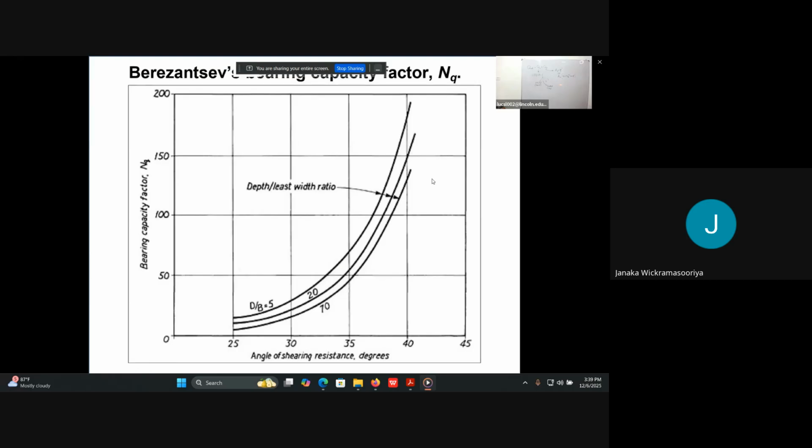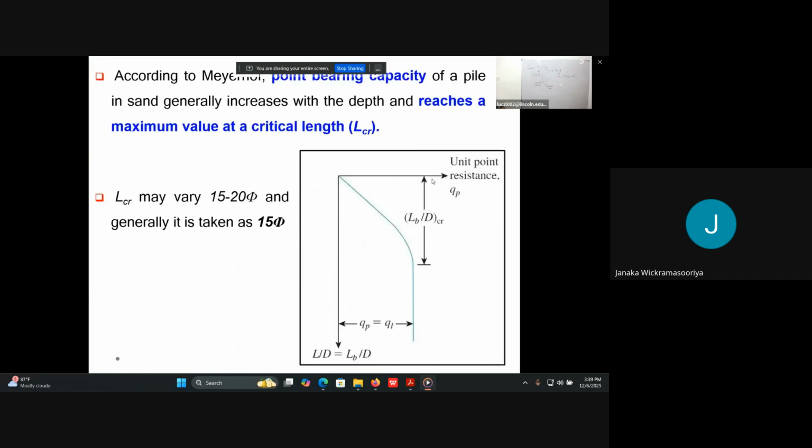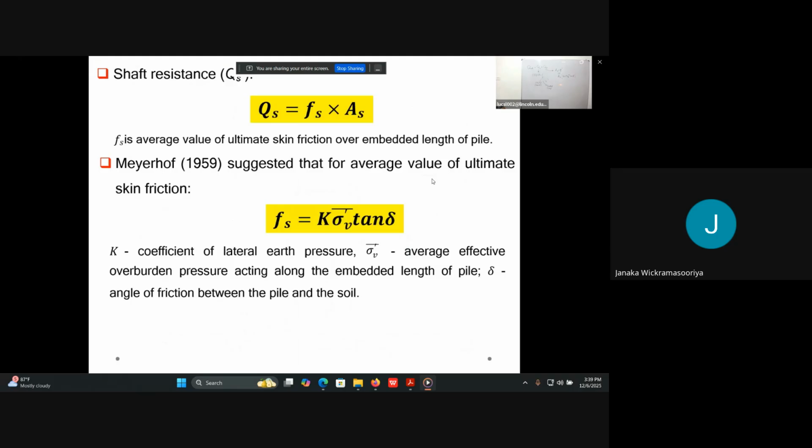The exam, you know, the graph is given over the table. And this is what we discussed about that critical depth. After the critical depth, the point bearing increases, and after the critical depth, the bearing will be constant. And this is what we learned.